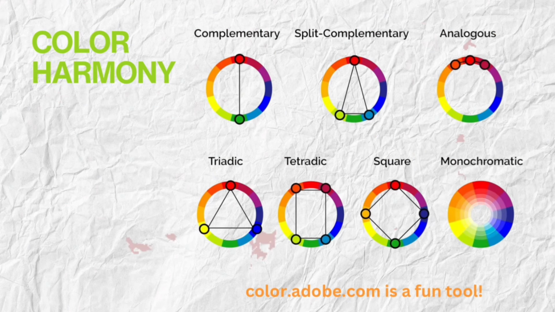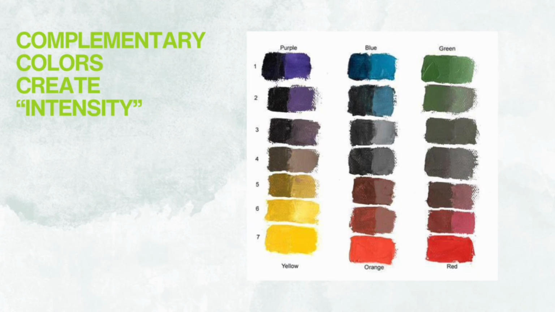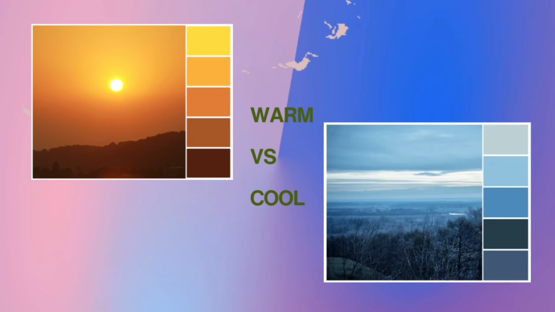Color harmonies are pleasing combinations of color. For example, complementary colors are opposites on the wheel. Triadic colors form a balanced triangle, and there's square, there's monochromatic, tetradic, there's tons of stuff. Complementary colors create intensity. So if you mix two complementary colors together, you can tone them down. You can create neutrals.